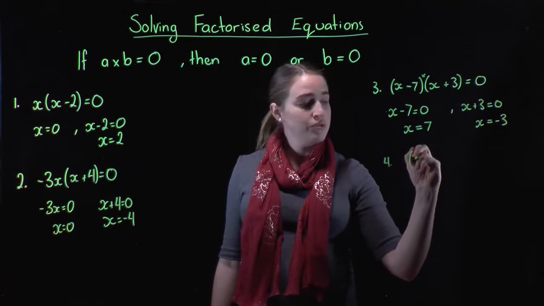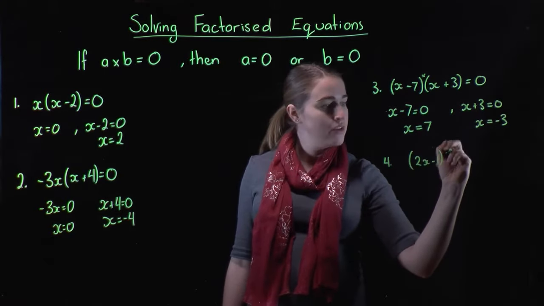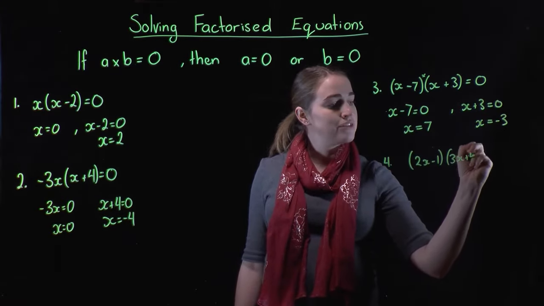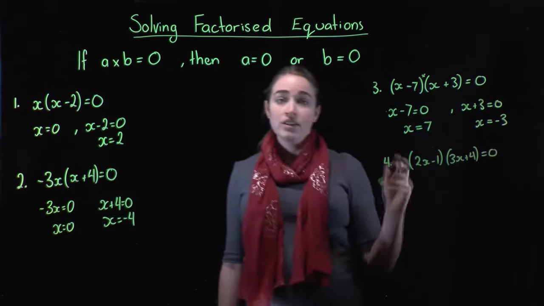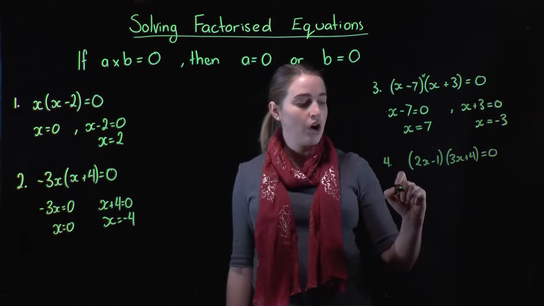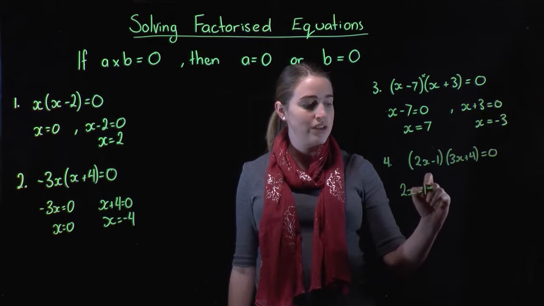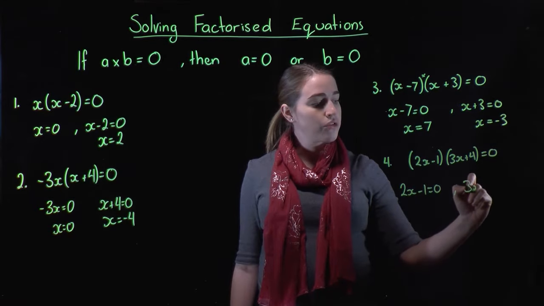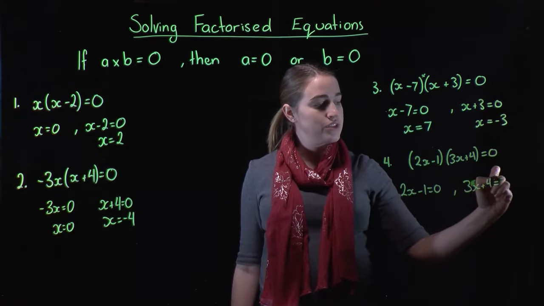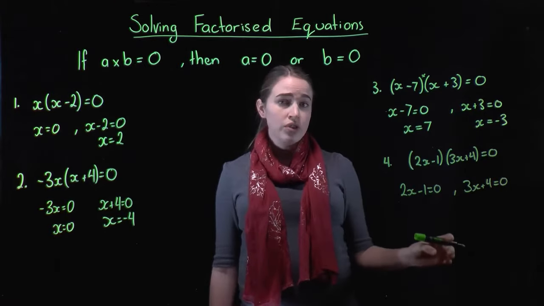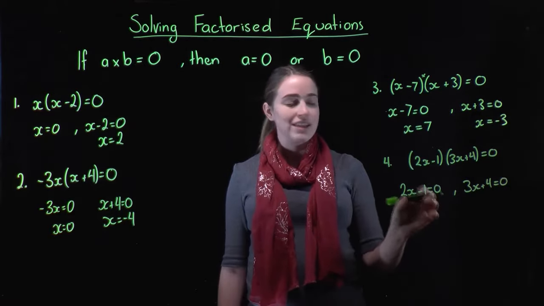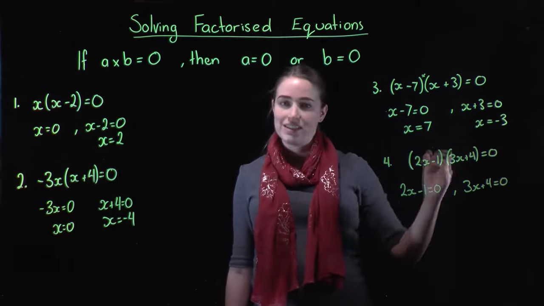For our last example, if we have 2x minus 1, 3x plus 4 equal to 0. So we're going to start the same way we did this one. We're either going to have 2x minus 1 is equal to 0, or 3x plus 4 is equal to 0. And we are going to solve both of those equations. It's just one step harder because they're two-step equations rather than just the single step.